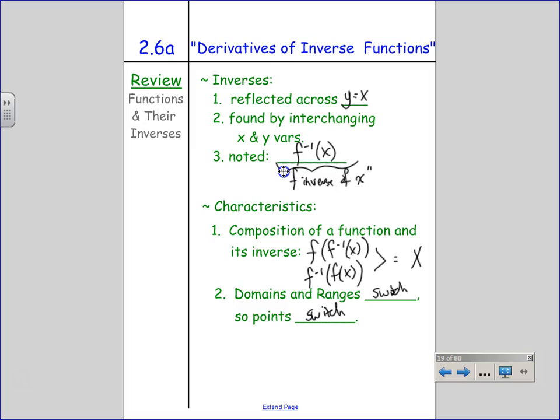inverse functions, they are each other's undoings, aka if you compose one with the other, everything, the addition, the subtraction, the multiplication, the powers, the logarithms, everything cancels out down to x. The domains and ranges switch, the x's and y's switch. That's all pre-cal.